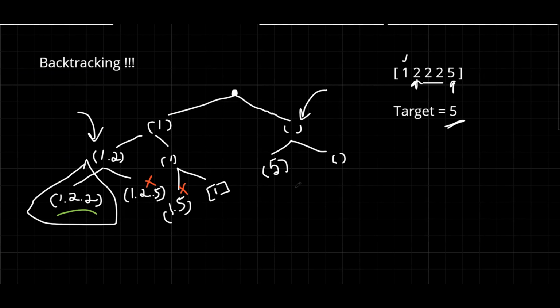Now, we have already reached one of the answers because this 5 is exactly equal to the target. So in this algorithm, the results are 1, 2, 2 and 5. These are the two combinations which sum up to 5. Anyways, I hope you understood the working procedure of the backtracking algorithm. Now let's move on to the code.